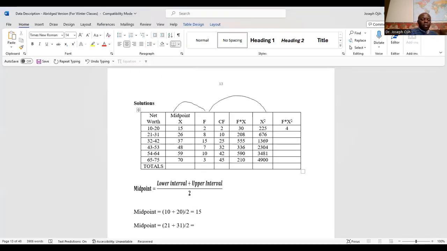Mr. Gamble? Yes, sir, Professor. I kind of got a little mixed up. I see what you're doing, but the CF, how do we get the numbers for CF? You mean this one here? Yes. The first CF is the same as the frequency. To get the next one, you add the next frequency. 2 plus 8 is 10. 10 plus 15, 25. So you add the next frequency. Okay.